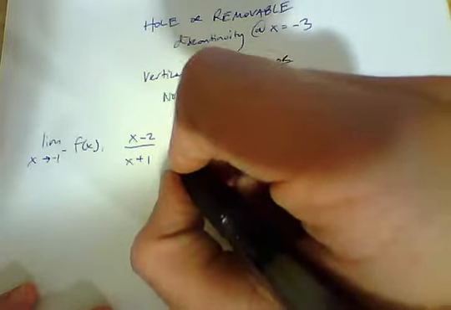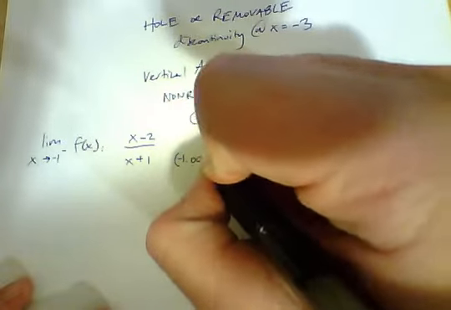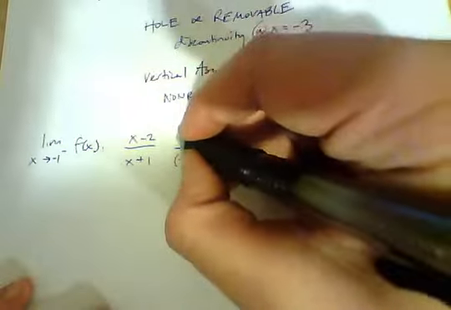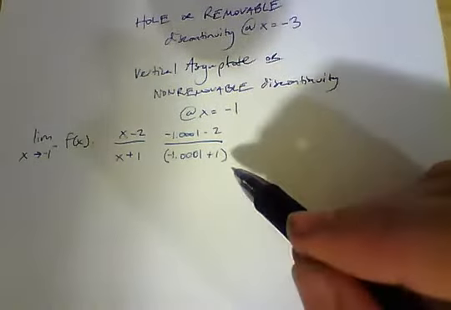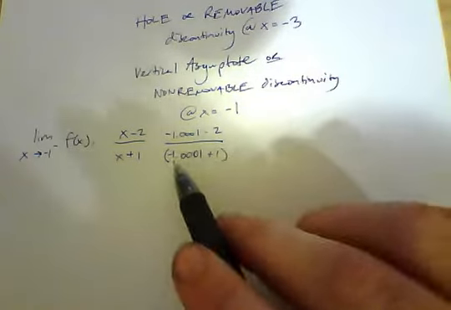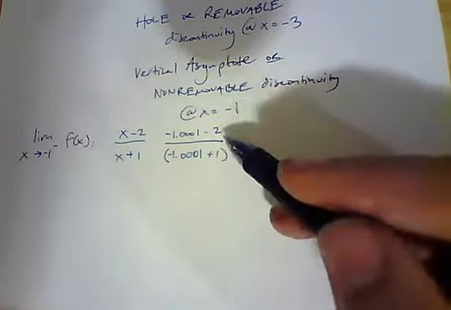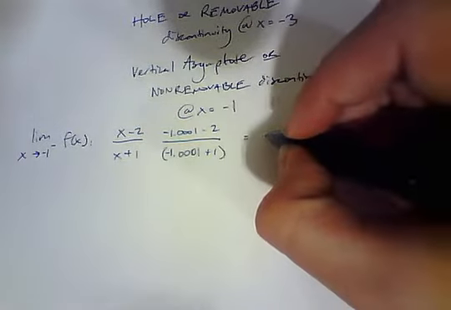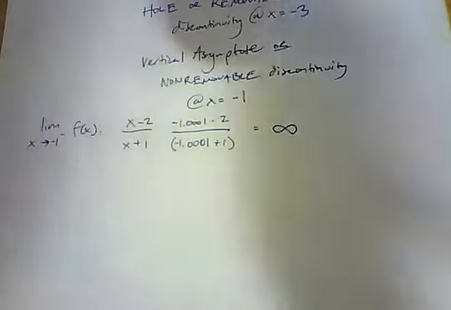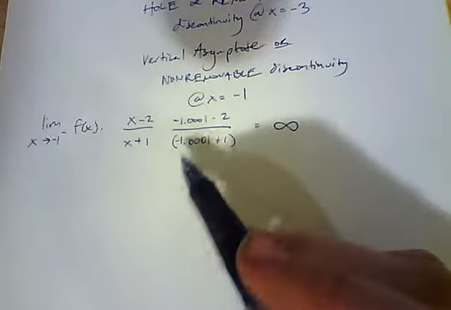So an example of that might be substituting in something like negative 1.0001 plus 1, and then negative 1.0001 minus 2 on top. Just kind of imagine what's going on here. I'm not going to do the math here, but what we can see is that the difference on the bottom would be a very, very small negative number. On top, we would also have a negative number. So a negative over a very, very small negative gives a huge positive number. We would get positive infinity. Negative over negative is positive.